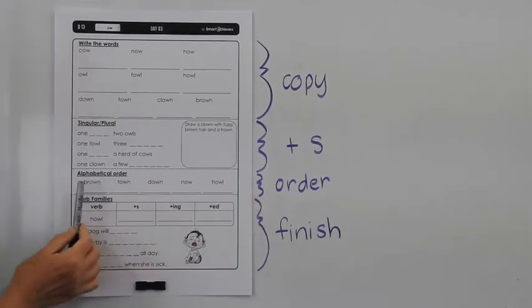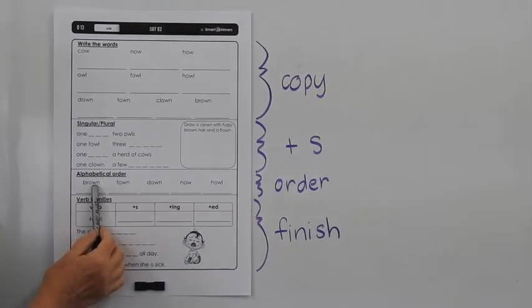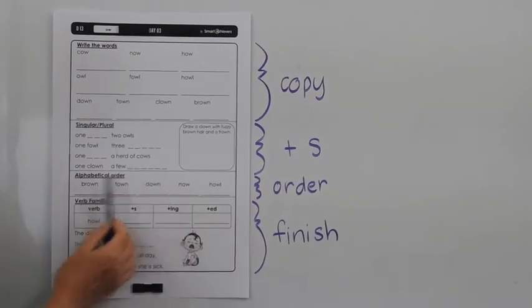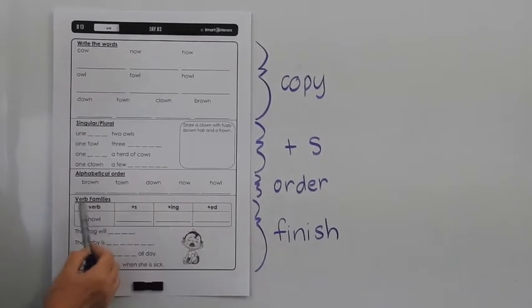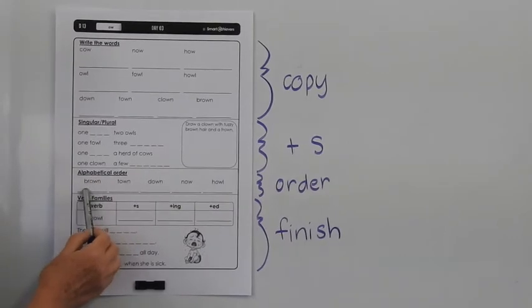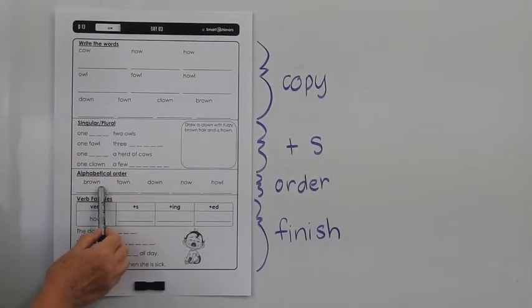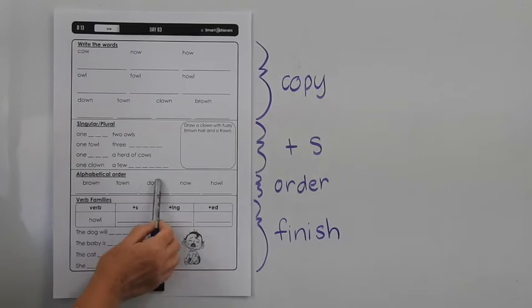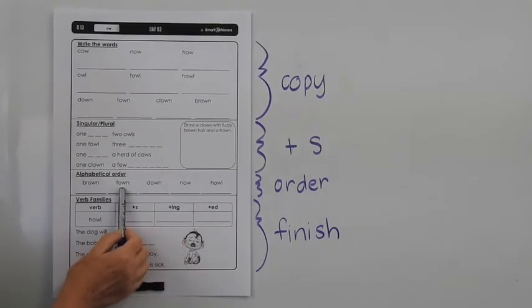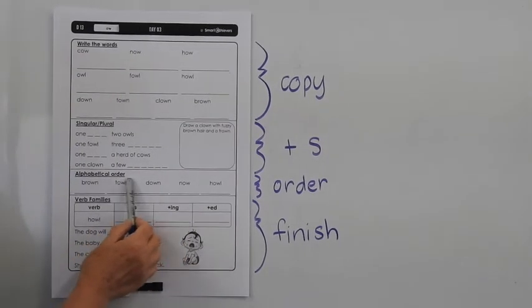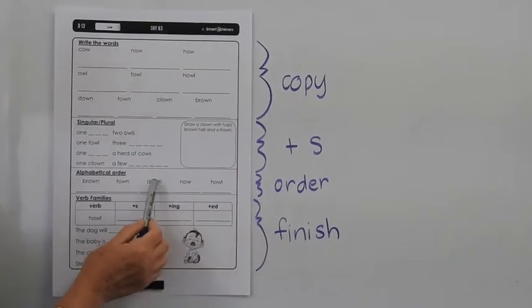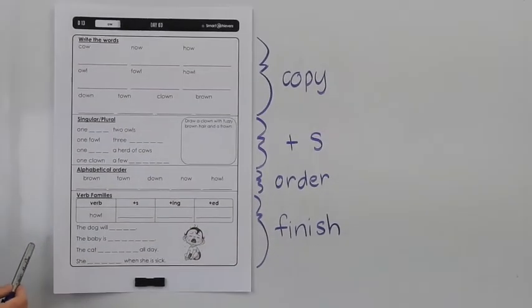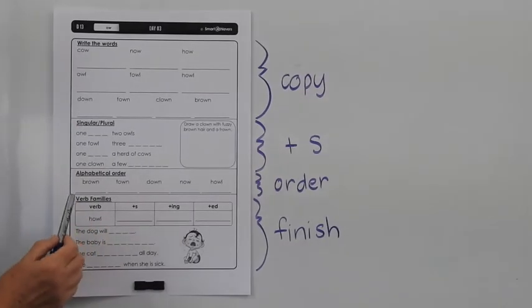Alphabetical order. You have to say the alphabet and see if there's a word that starts with that letter. So A, no, B, yes, brown, so you'd write that in the first spot. A, B, C, D, yes, there's down, that would be the next word that you write. You'd have to continue saying the alphabet and looking to see if there's a word that starts with that letter. It has to be at the start of the word.